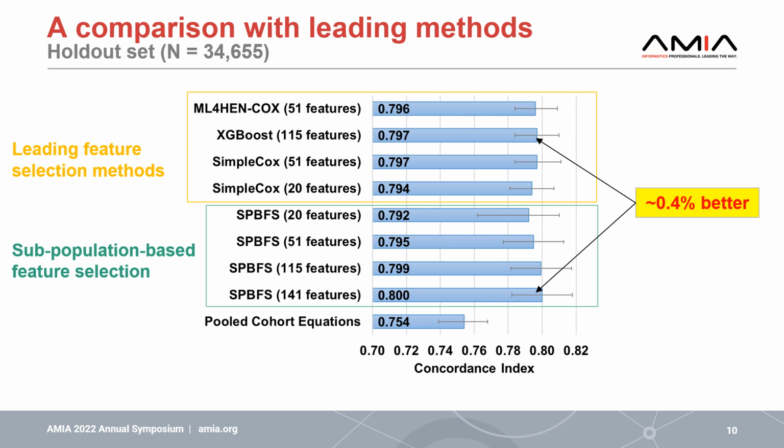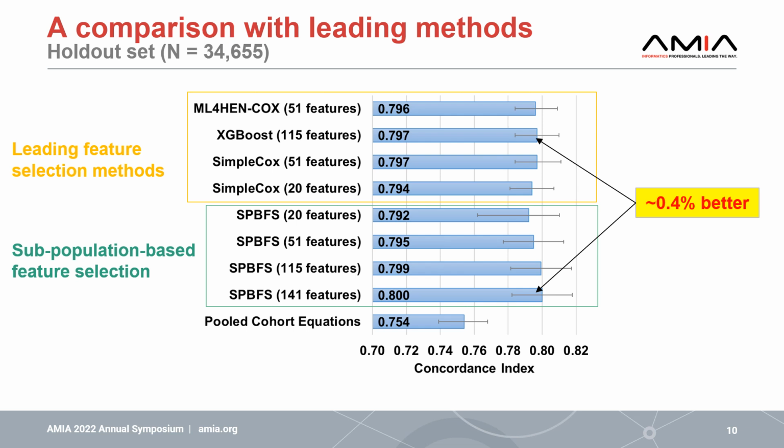And then we were able to apply our method, and I'm going to describe it more specifically in subsequent slides, and compare the results. You can see at the top four leading feature selection methods, including the one that was developed by the Broad folks. And here at the bottom, you can see our method, subpopulation-based feature selection, with a variety of features.